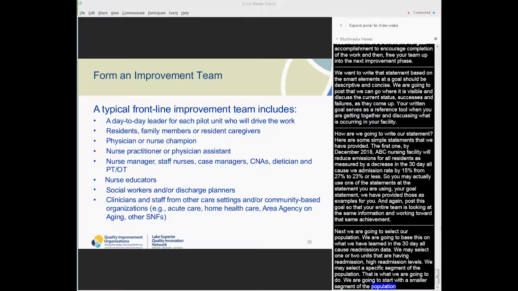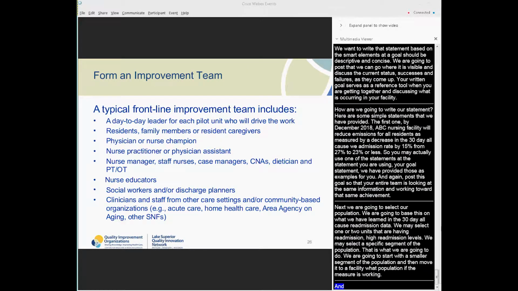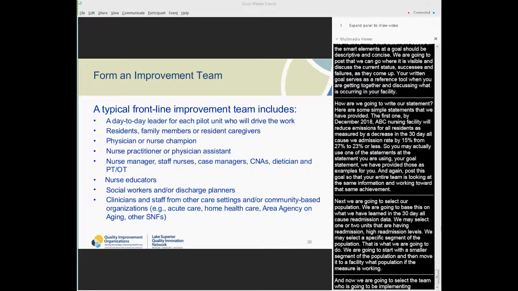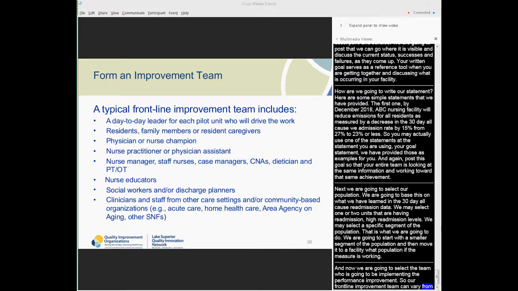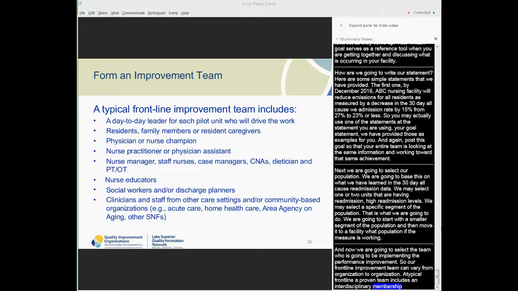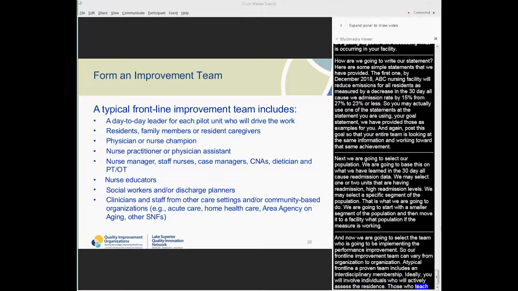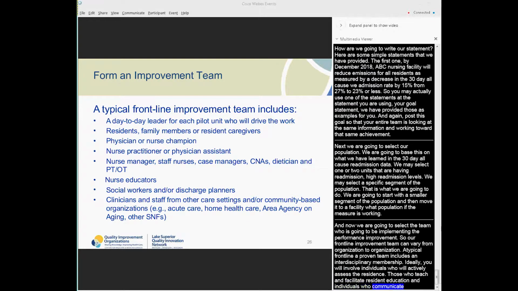Okay. And now we're going to select the team who is going to be implementing the performance improvement. So our frontline improvement team can vary from organization to organization. A typical frontline improvement team includes an interdisciplinary membership. Ideally, you're going to involve individuals who will actively assess the residents, those who teach and facilitate resident education, and individuals who communicate essential information during handovers to and from other care settings. And, of course, members who are arranging the post-SNF care follow-up.